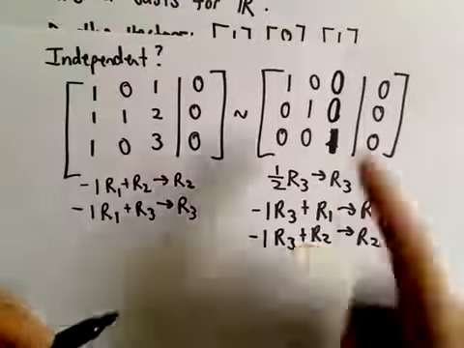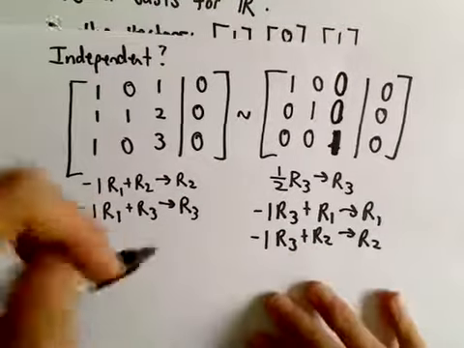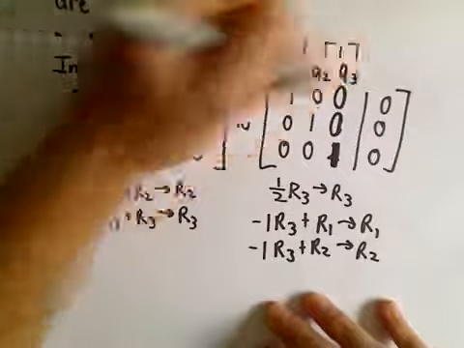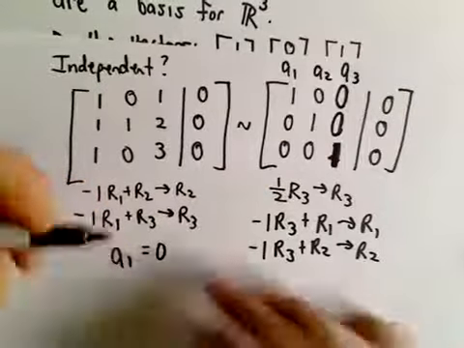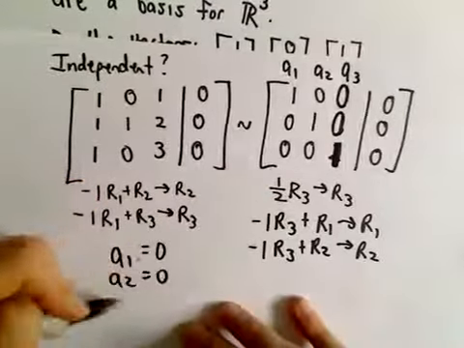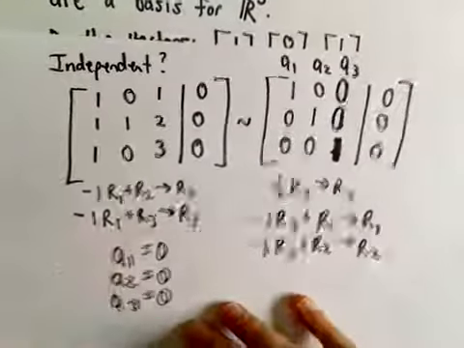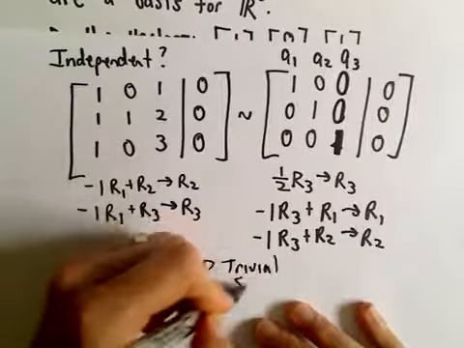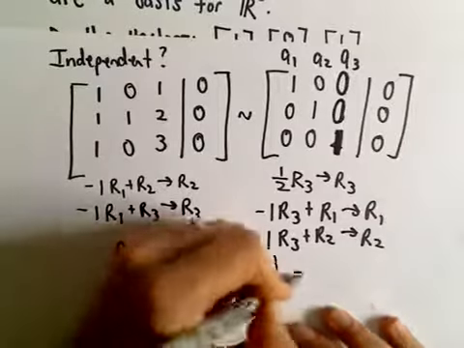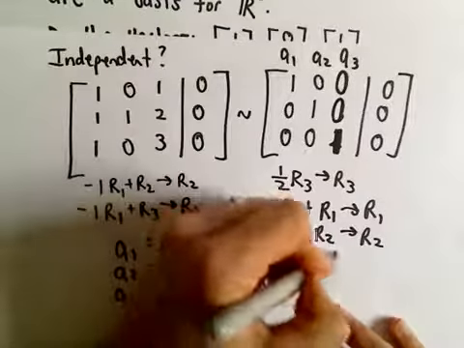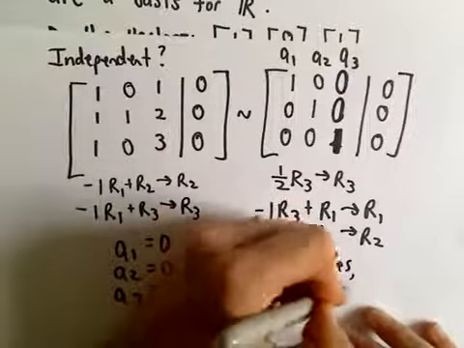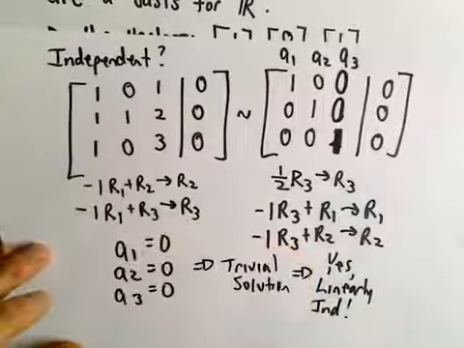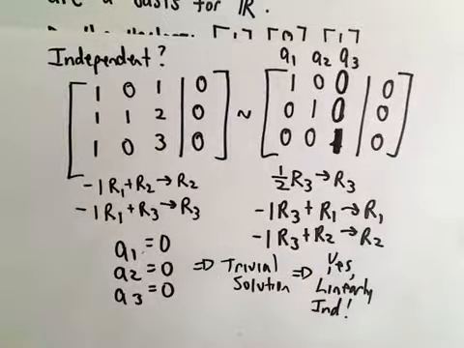And this now tells us that our solution would only be if our constants a1, a2, a3 are all equal to 0. So a1 would have to equal 0, a2 would have to equal 0, and a3 would also have to equal 0, which tells us we only have the trivial solution. And since we only have the trivial solution, that means yes, they are linearly independent. Okay, so they are linearly independent, so one thing's down.